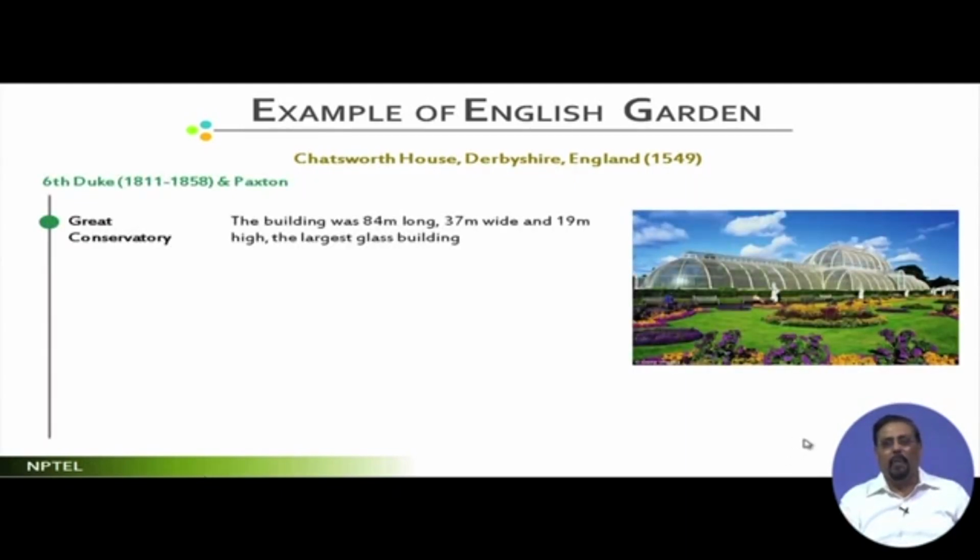Other examples, Great Conservatory, again the greenhouse, the glass house. The building was pretty long, 84 meter and 37 meter wide. It's pretty long, 90 meter high. That means technological evolution in terms of making large structures, large span structures, had already started coming in. Now that got blended with the landscape, and this has been put to use in the landscapes.